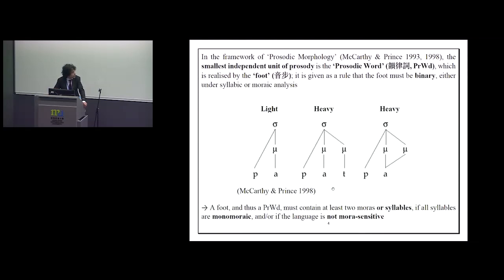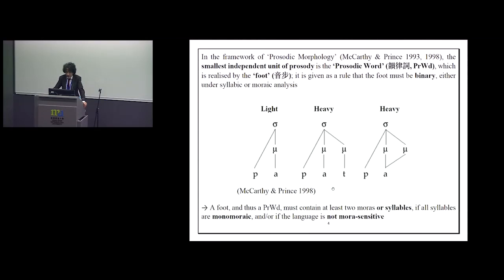So either you have heavy syllables, like for instance pat, or you have syllables, for instance, with a long vowel like paa. This can be considered heavy. So this one contains two moras, the little Greek mu's, and in principle it can form a foot by itself. But if you have only light syllables, monomoraic syllables like pa, then you would need two syllables to form an independent unit of prosody.